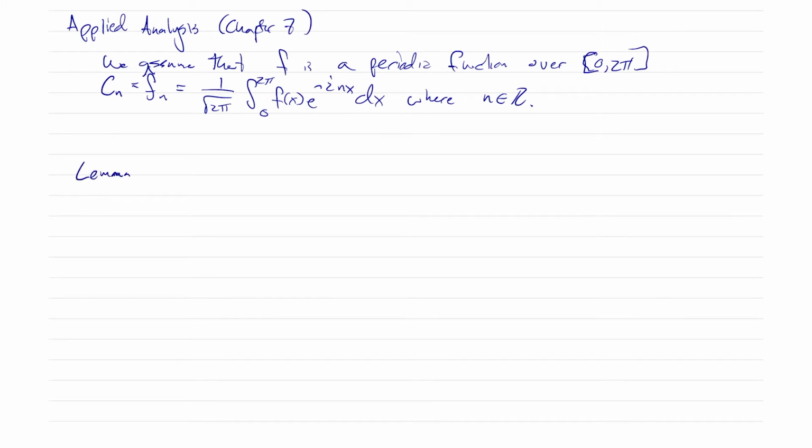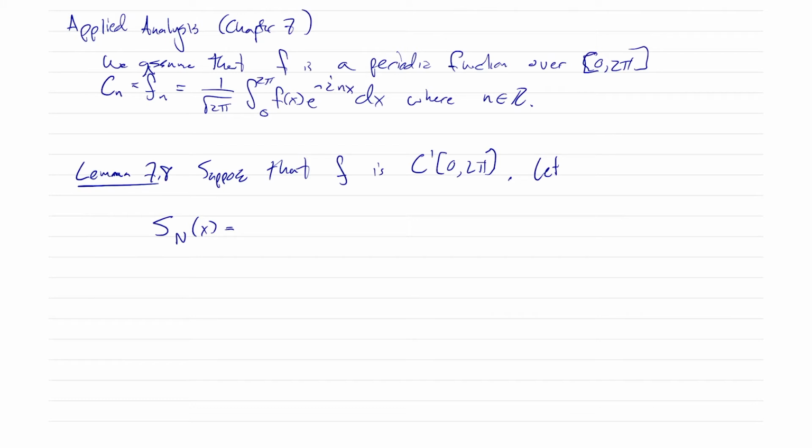So we have Lemma 7.8. And we're going to suppose that f is C1 of 0 to 2 pi, so continuously differentiable. And then we're going to let Sn be the partial sum of what we're going to call our Fourier series: 1 over square root of 2 pi times the sum from n equals negative N to N, so a symmetric partial sum, of f hat of n e to the i n x. And so this is a lot like our inverse Fourier transform that we were dealing with before, but instead of an integral, we're just doing a sum, and this lines up with the difference between the continuum of points versus this countable one.